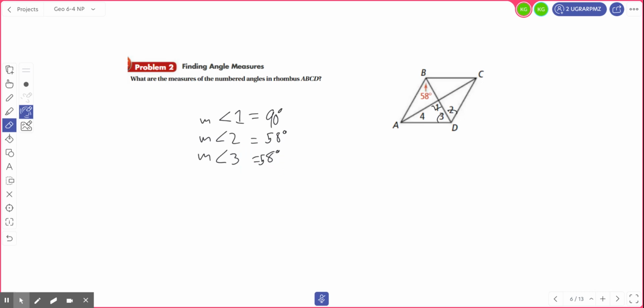Now the measure of angle 4, a little bit trickier, but we do know 90, 58. So 90 plus 58 plus the measure of angle 4 has to equal 180 because they're in a triangle right there. Which means 90 and 58 is 148. If we subtract that, we find out that the measure of angle 4 is 32.